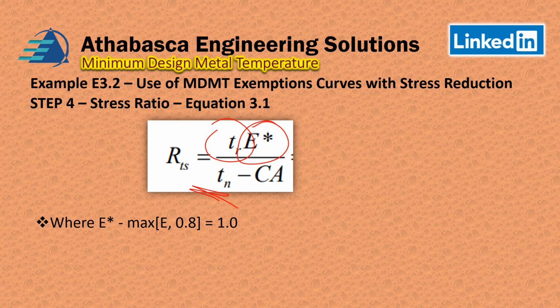In our case, how we calculate E is we determine E from the tables at the beginning of this video, and we look at how much inspection has been done and the configuration, but we never allow the E factor to go below 0.8, and that's the same as what is done for Division 1.